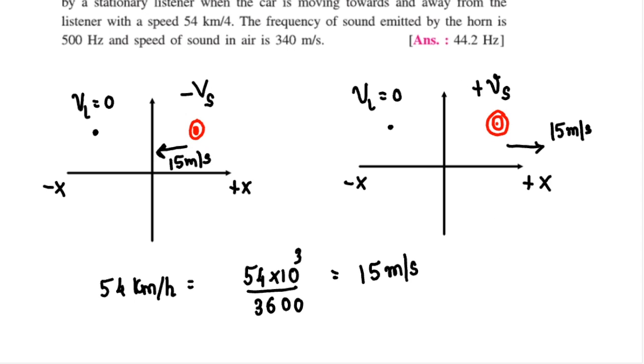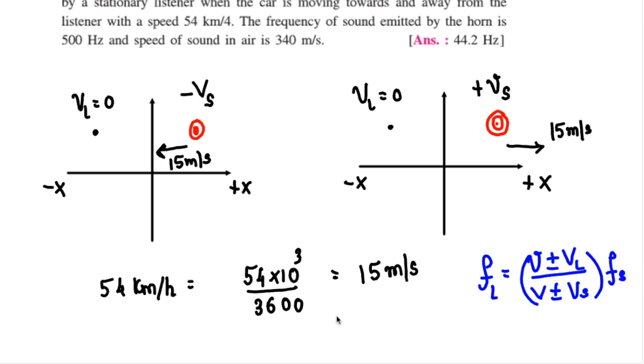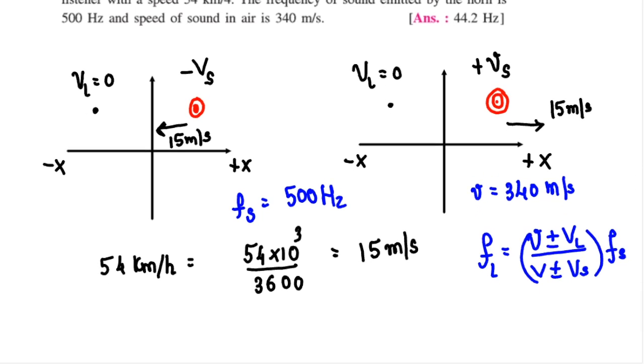Now our general equation is: frequency heard by listener equals (V plus or minus VL, velocity of listener) upon (V plus or minus Vs, velocity of source) into frequency of source. Frequency of source is already given to you, that is 500 Hertz. Velocity in the medium is given, that is 340 meter per second.